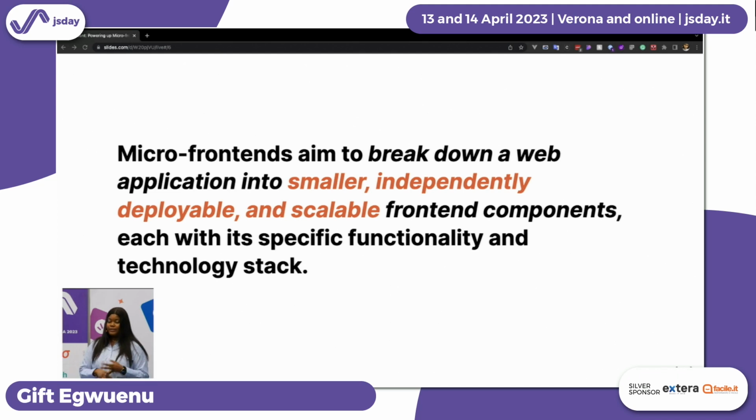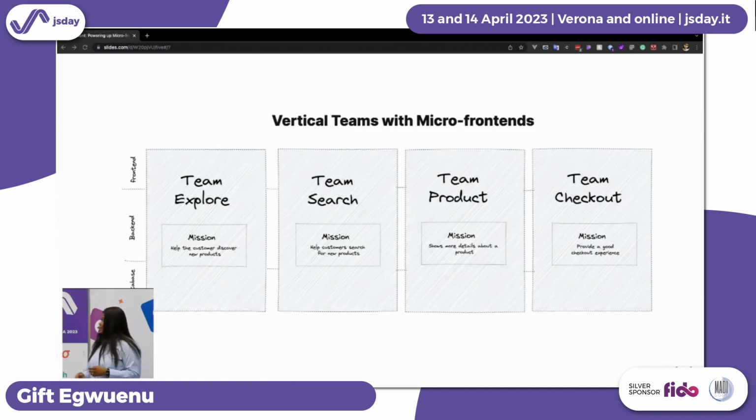So you can have a micro frontend that's built with React, Qwik, Svelte, depending on the choice of the team. And each micro frontend is actually a specific functionality of the app. So this is a separate architecture from the previous one that I shared.